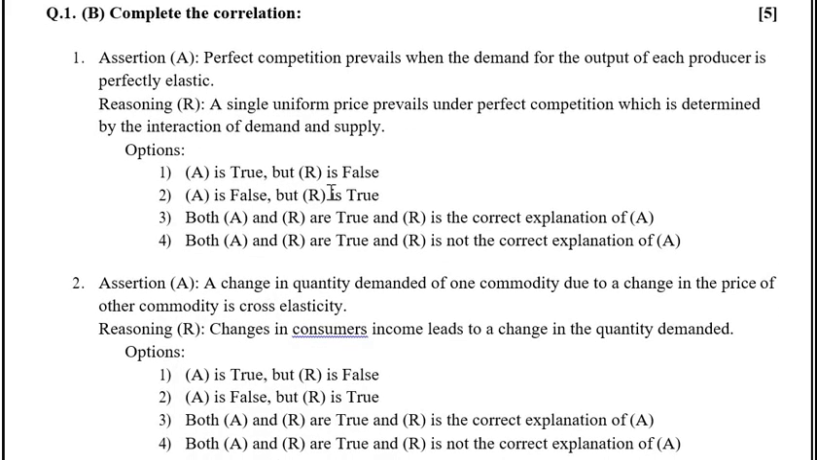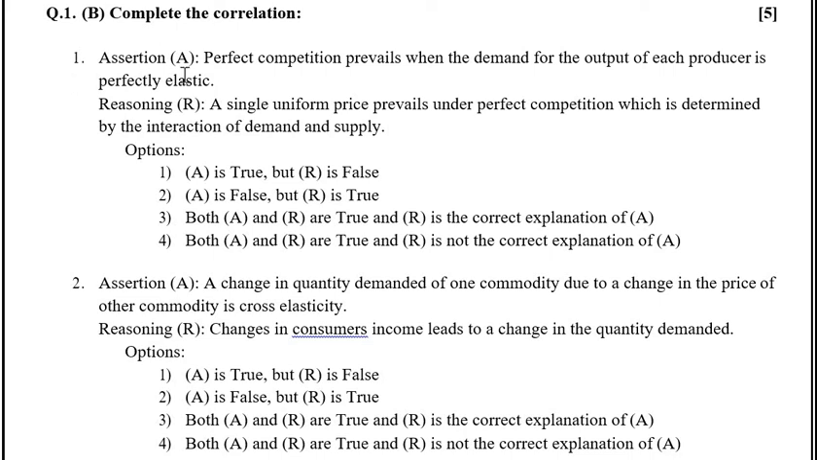Question number 1B is complete the correlation. You have to complete the correlations. Choose the options again. Here be very clear about it. Most of the time you tend to make mistakes in this correlation, but yes, if you solve the maximum of these types of questions, definitely you will score it correctly.